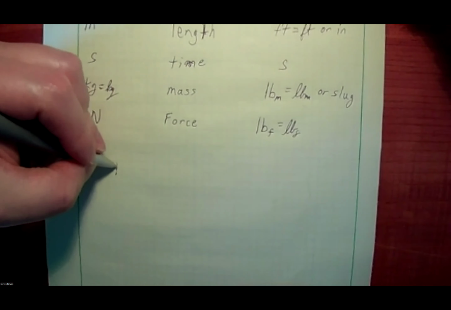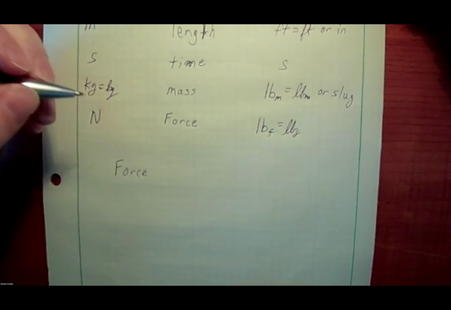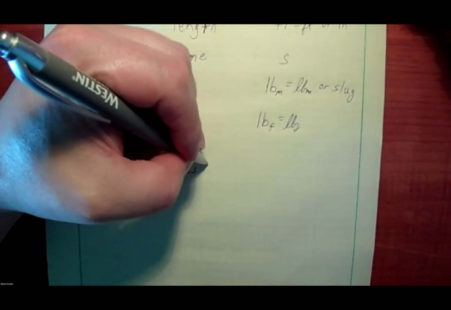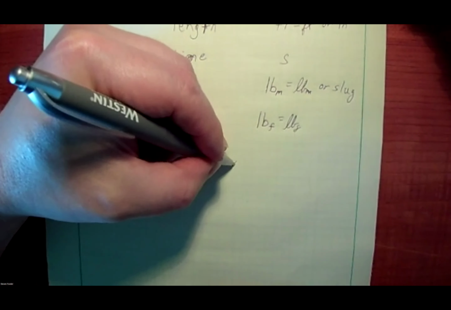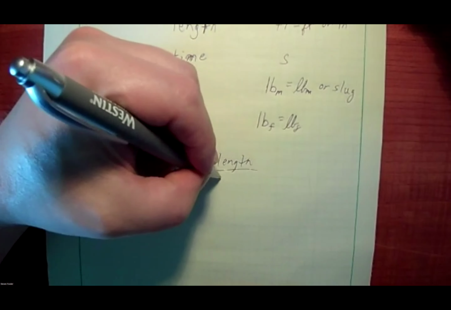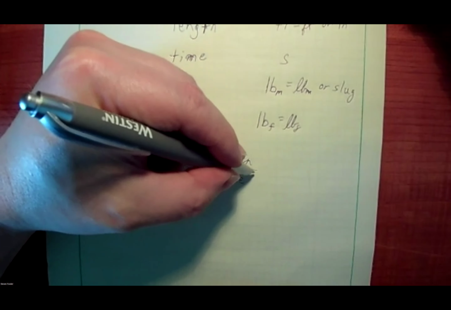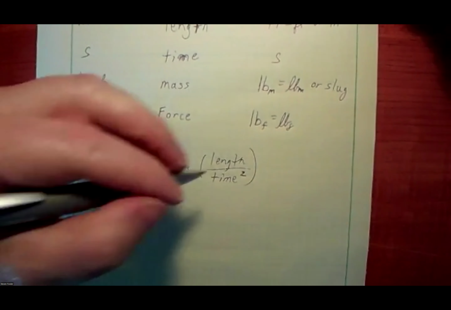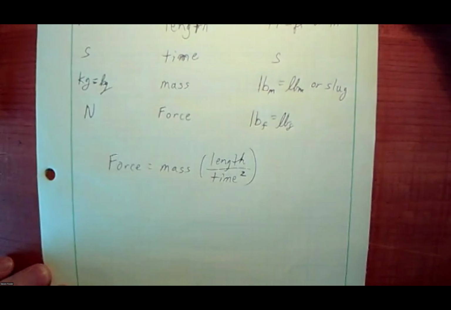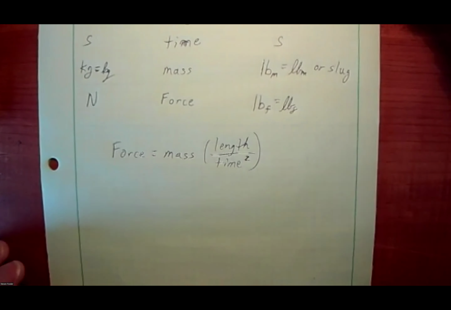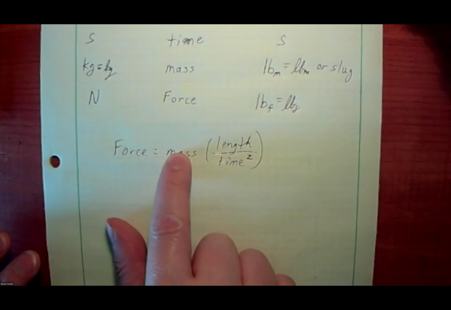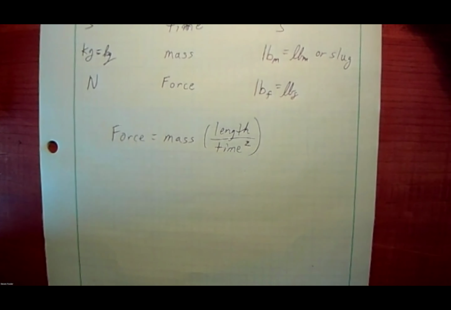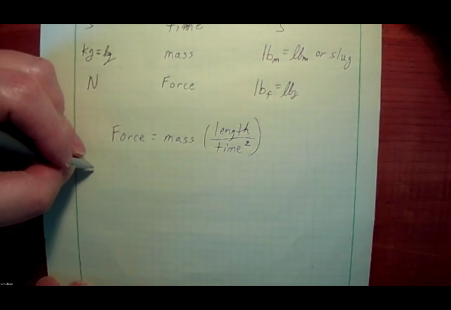Well, remember from physics, force is equal to mass times acceleration, which of course is length per time squared. Mass times acceleration is force. So any unit of force can be broken down into a unit of mass times a unit of length divided by a unit of time squared, meaning your conversion factors will always work that way.